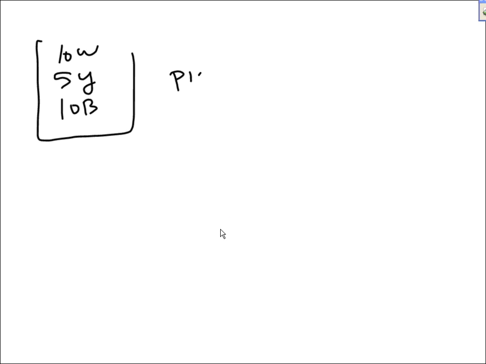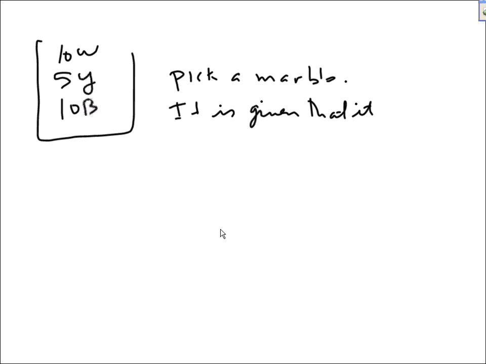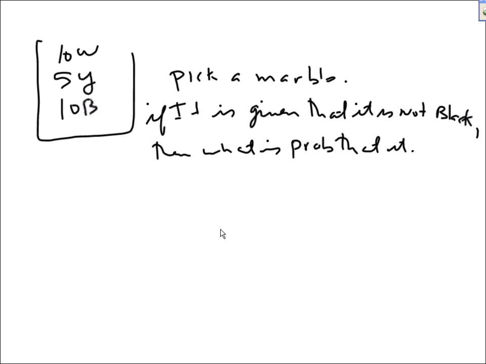So, you pick a marble, and it is given that it is not black. It is given not to be black. What is the probability it is yellow? If it is given that it is not black, then what is the probability that it is yellow?